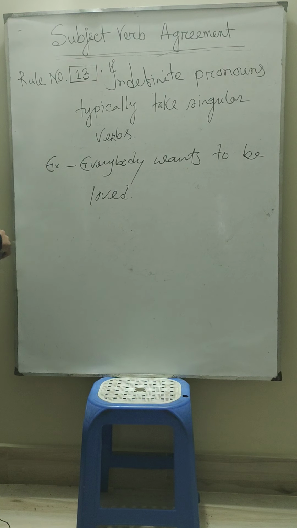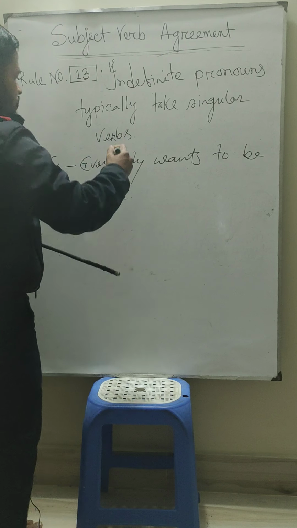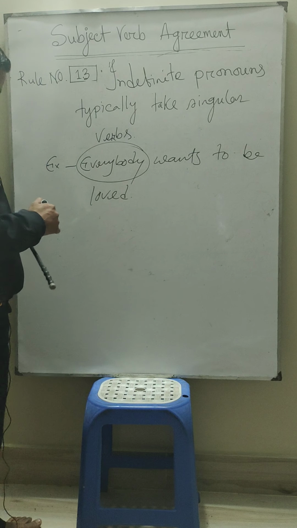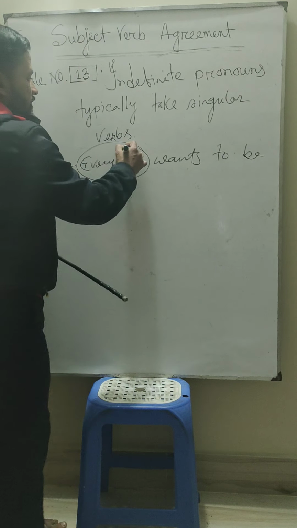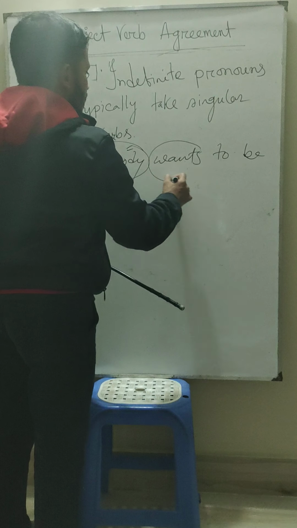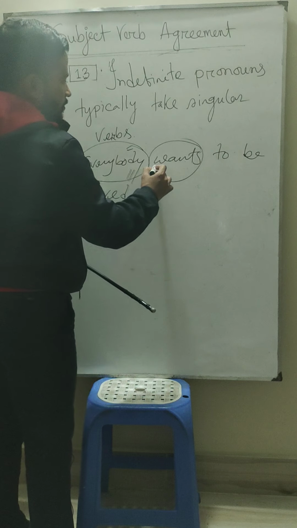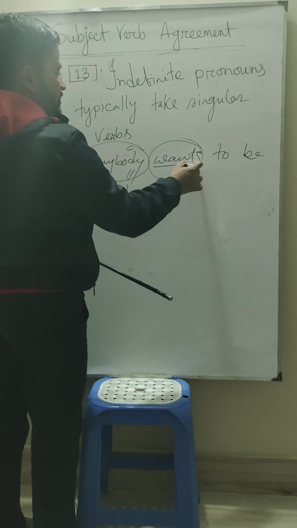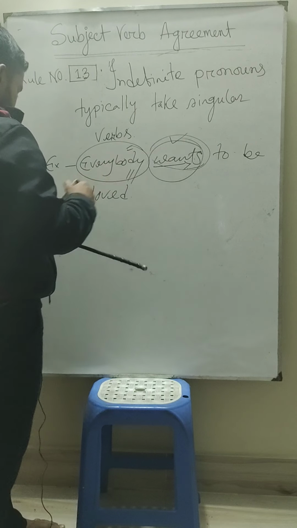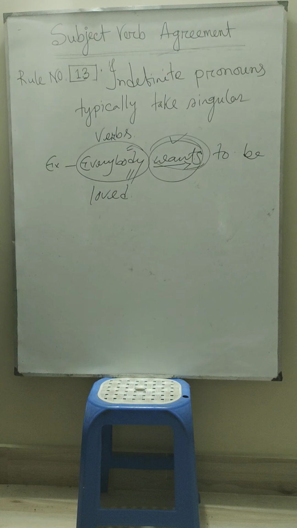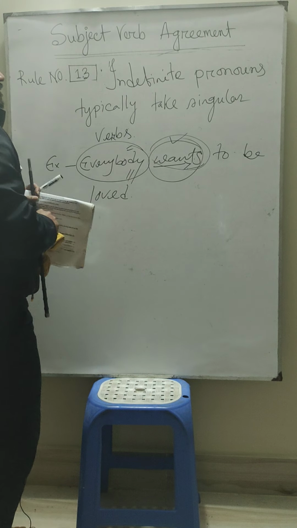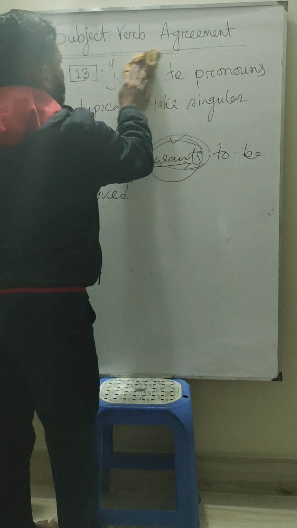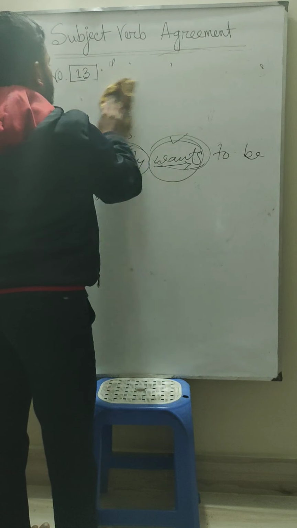Here you see the rule: indefinite pronouns typically take singular verbs. We know everybody is an indefinite pronoun, so it takes a singular verb. Everybody is third person singular, so we add s after the verb. Whenever we use an indefinite pronoun, we use a singular verb, whether it is present tense or past tense.